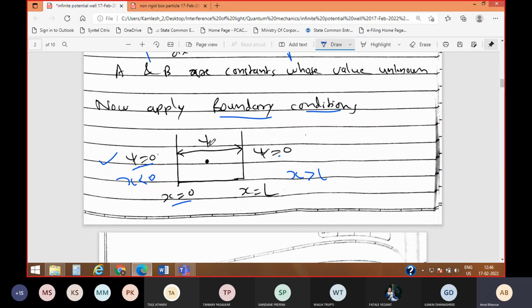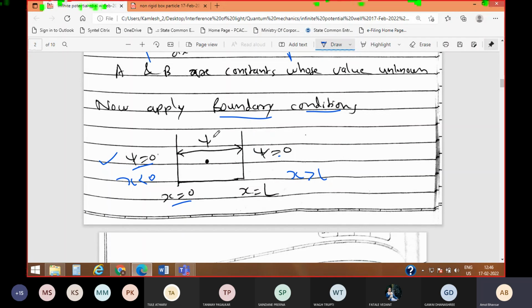So the particle has wave function psi inside the boundary condition. So psi when x is equal to 0 becomes 0. When the value of x is 0, then you will get that psi becomes 0. Okay, the particle is not present there.